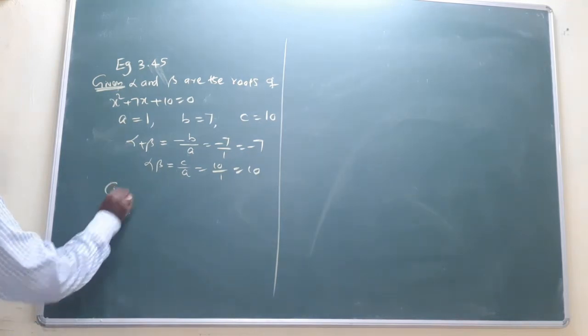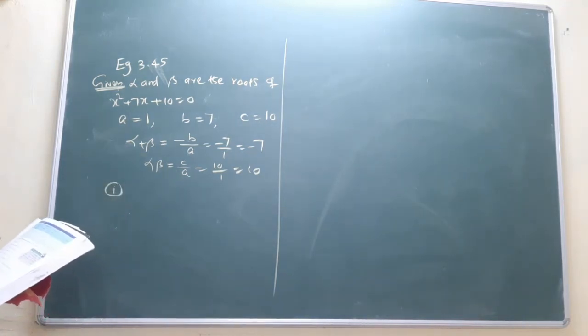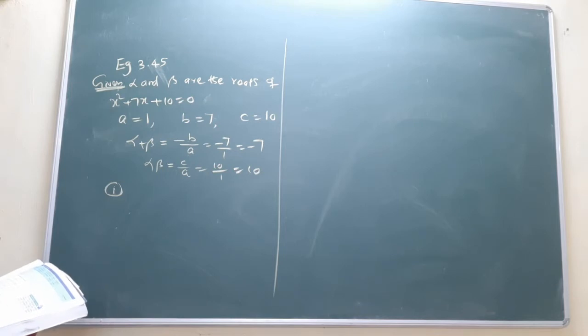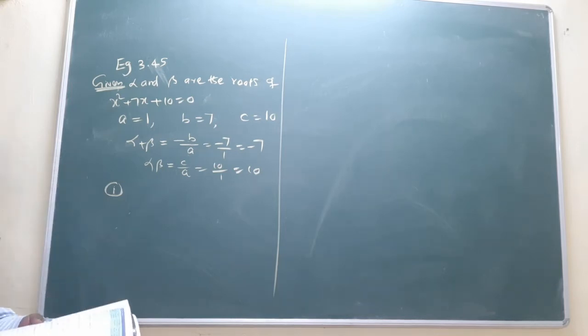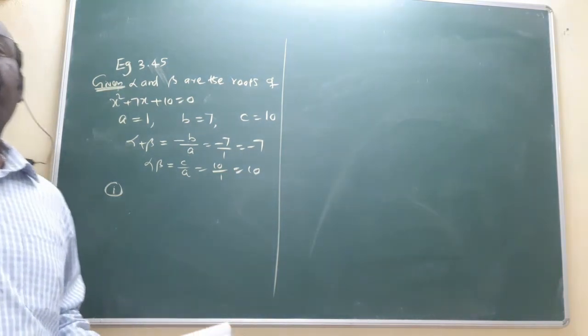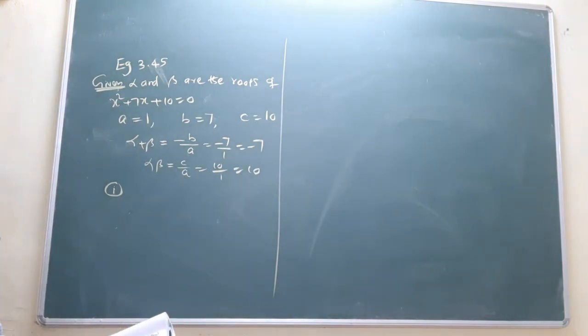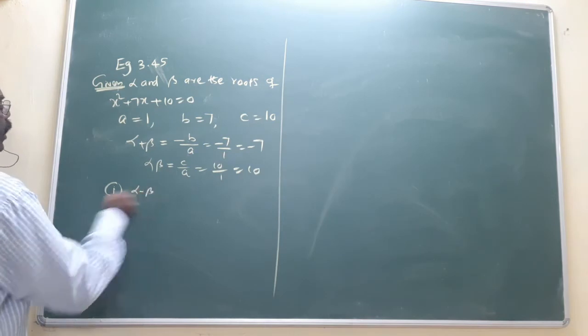Now, what is asked? We have totally 6 solutions asked. Usually, not all the solutions are asked. One asks 2 more questions, some ask 5 more questions. Now, what is being asked? Alpha minus beta is asked. It's a question.